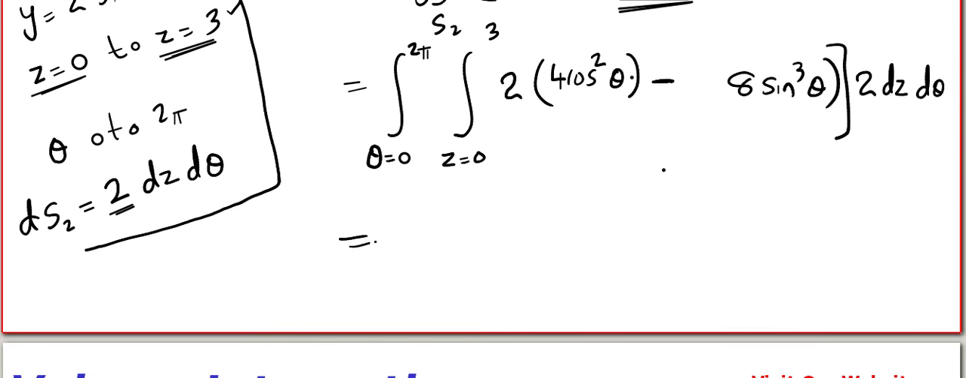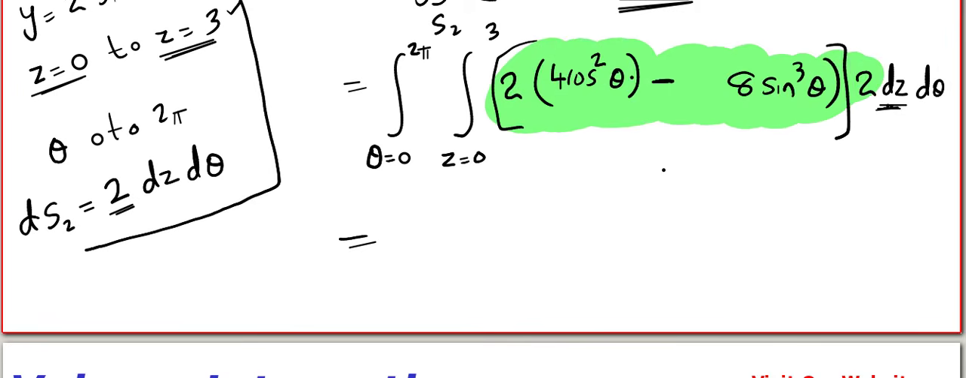Okay, so now it's very easy. You are going to integrate with respect to z. When you integrate with respect to z, look at this, the whole thing is going to be constant. All these things will be constant. So 2 goes outside, 8 comes common, so we have 16 here.